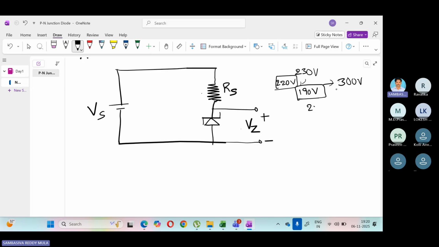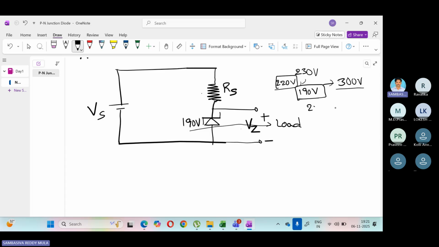So when 300 volts comes to the stabilizer, Zener breakdown occurs at 190 volts. Then after 190 volts, even if the input is 300 volts, only 190 volts is provided to our load. The load may be AC or refrigerator or TV. Only 190 volts is supplied, the remaining will be blocked out. Okay. So the device will be protected.